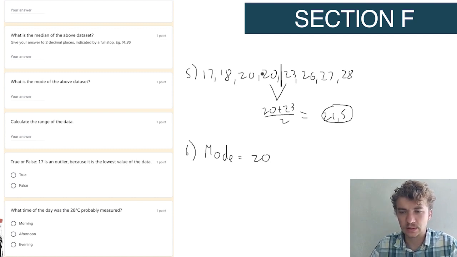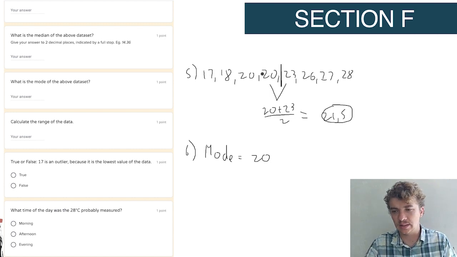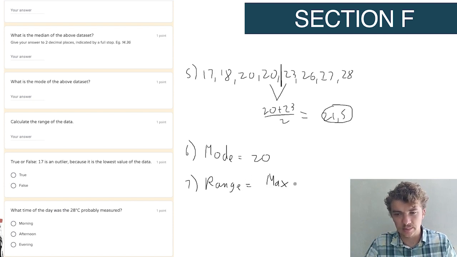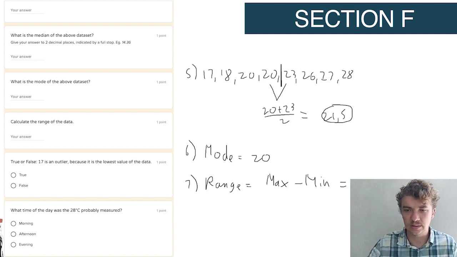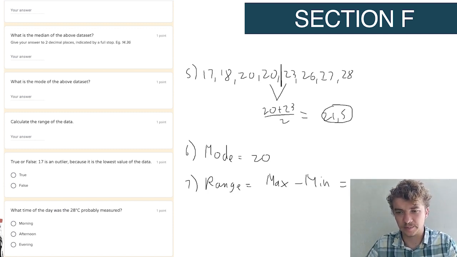Next they asked, calculate the range of the data. Now the range, you should know, is always the largest data point minus the smallest one. Easy, so it's just the max minus the min, and then that's equal to 28 minus 17, which is equal to 11. So the range is 11.